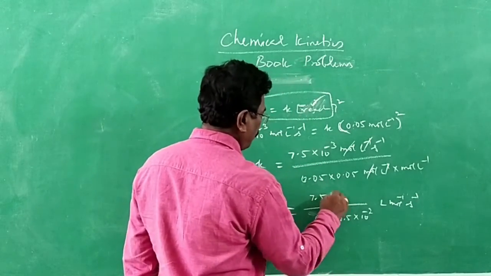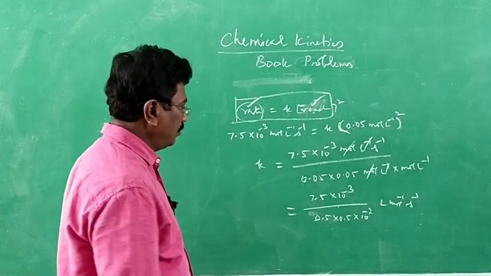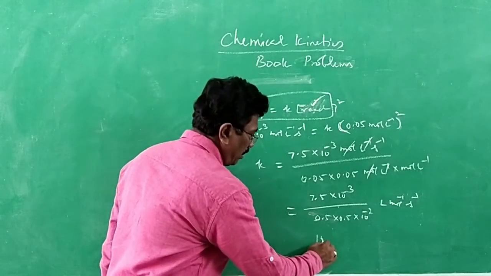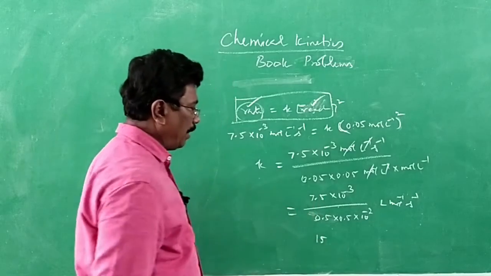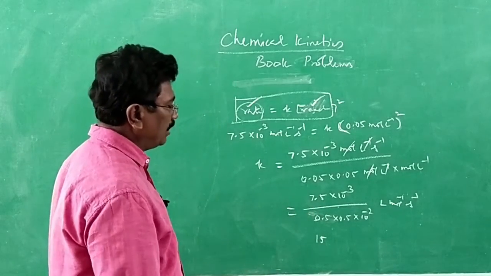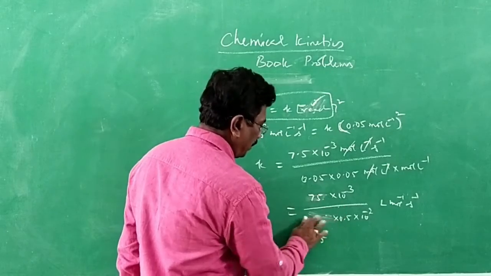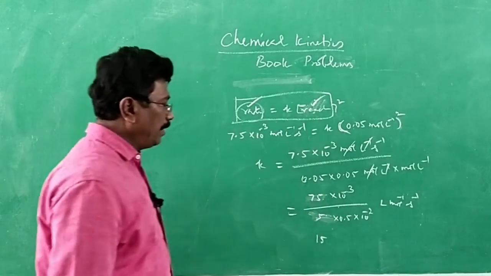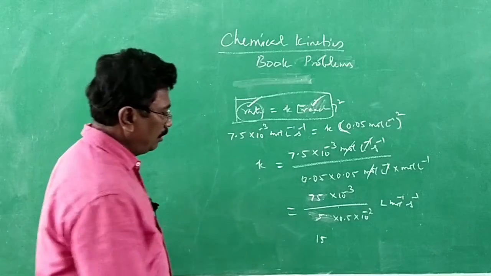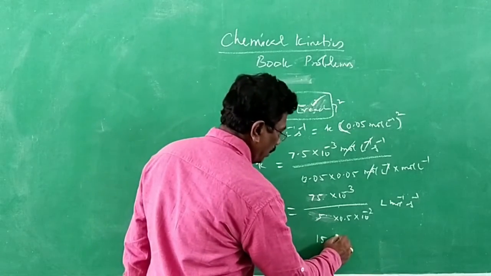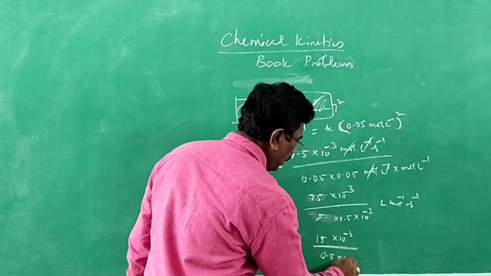In the numerator 7.5 into 10 power minus 3, divided by 0.5. 7.5 divided by 0.5, how many times? 15 times. I can also multiply by 10 here and here: 75 by 5, 15. All those calculations I need not discuss, you can just follow. 15 into 10 power minus 3 divided by 0.5 into 10 power minus 2.